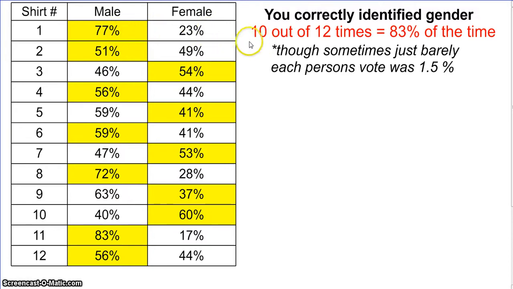But all in all, you want to look at the total 12 shirts. We got it right 10 times. Again, if it had been random, we should have gotten 6 of them right and 6 of them wrong. It would have just been random. But we got 10 out of 12 right. That's 83% of the time you guys as a class were able to correctly identify gender. So you have to decide whether that means that humans can identify gender using smell or using pheromones.